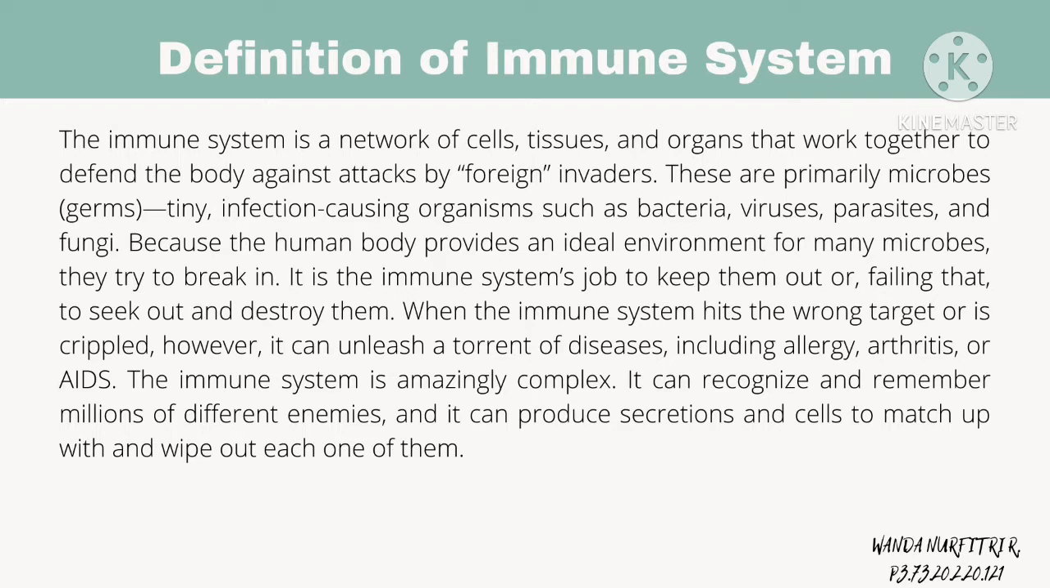When the immune system hits the wrong target or is crippled, however, it can unleash a torrent of disease, including allergy, arthritis, or AIDS. The immune system is amazingly complex. It can recognize and remember millions of different enemies, and it can produce secretions and cells to match up with and wipe out each one of them.